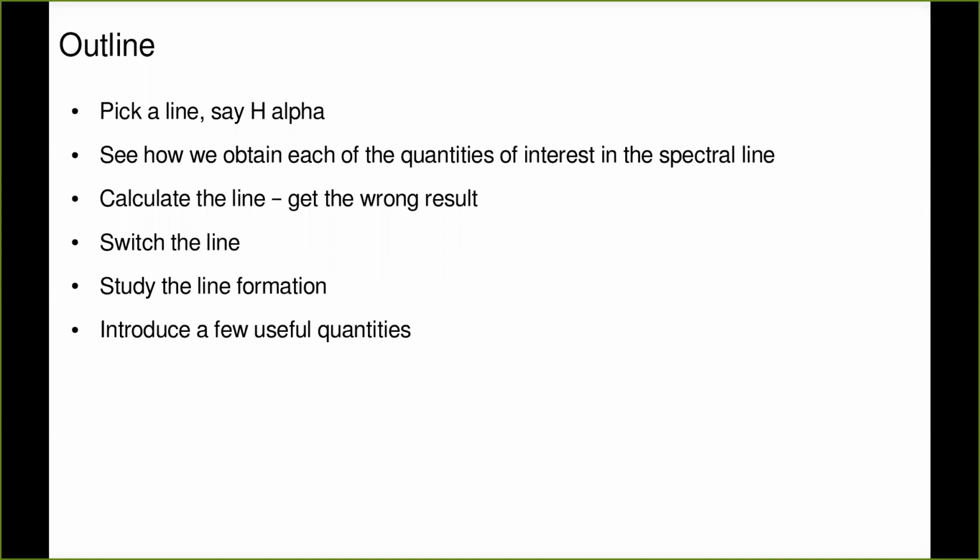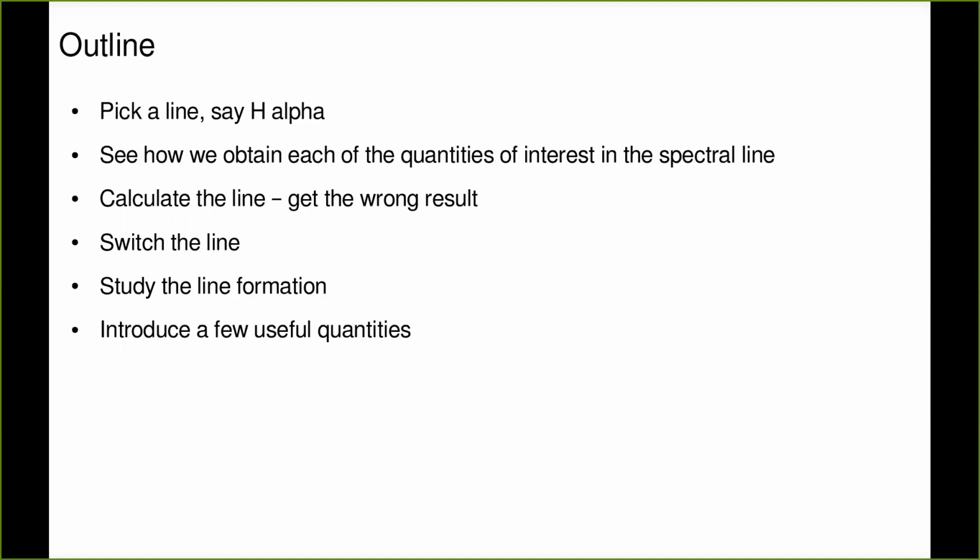And to do that, we're going to pick one line, and we're going to pick this hardest line ever, just to show how wrong we can be when we do a simple approach, which is going to be H alpha. We're going to see how we obtain each of the quantities that we need. We're going to calculate the line profile and get the wrong result.